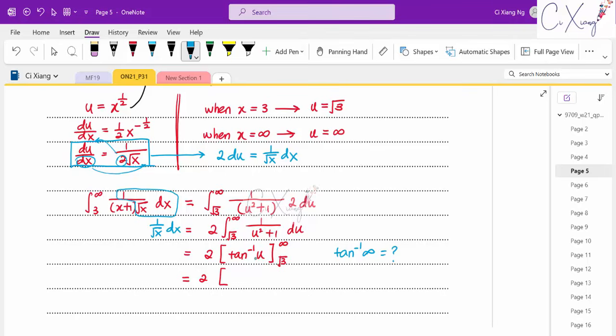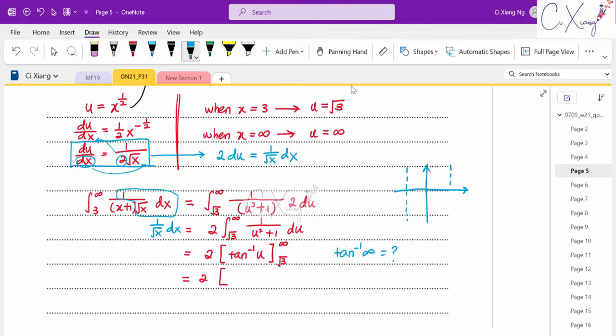To get the value for tangent inverse infinity, you can't actually press it from the calculator, right? If you want to try your luck, you can key in a super large value like tangent inverse 999999999, and then the answer will give you a value like 89.999999, which is very close to 90 degrees. So you can try your luck that way also. If you are not using the calculator to help you, then you can try to observe it from the tangent graph.